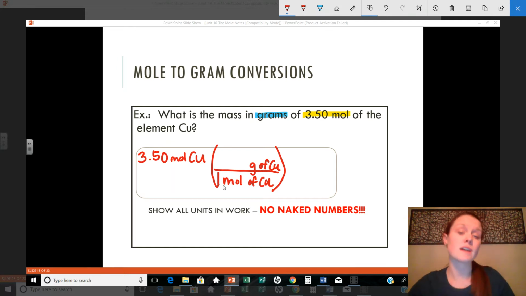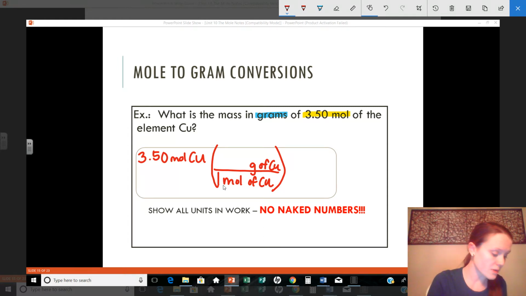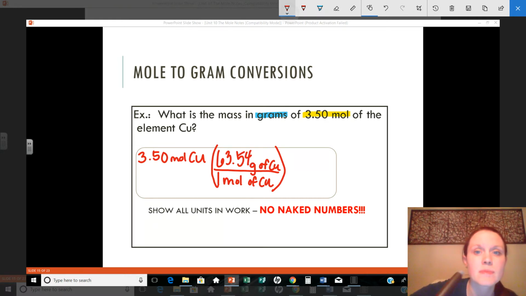You can find that by looking at your periodic table. On the periodic table, find copper. The mass that you see on your periodic table is not only the mass of 1 atom of copper, it's also the mass of 1 mole of copper if you change the unit. So 1 mole of copper has a mass of 63.54 grams. Now I'm going to do the math.